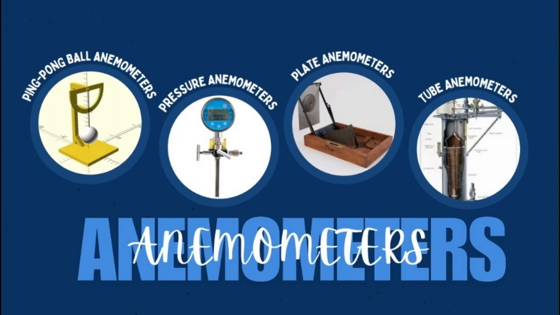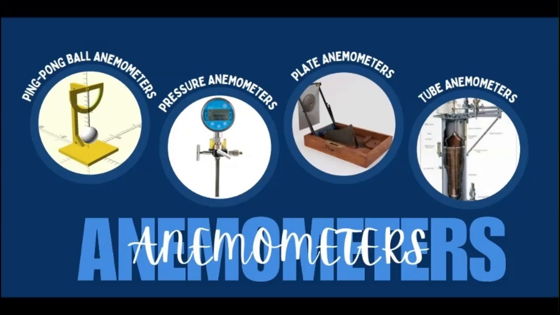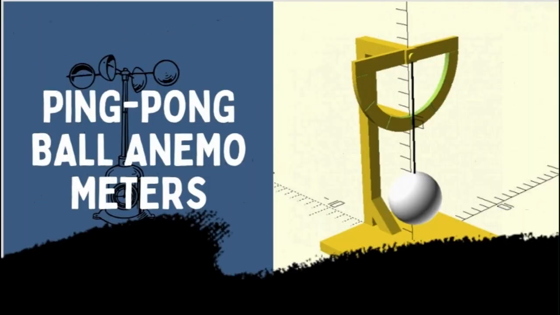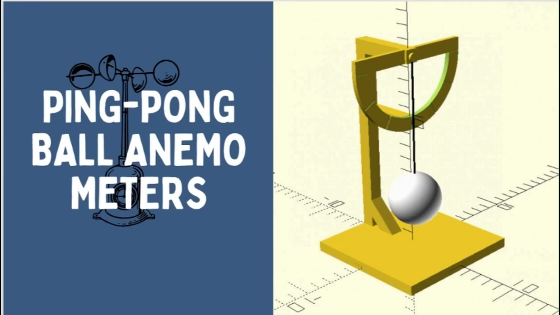So today, we will talk about other types of anemometers, which are ping pong ball anemometers, pressure anemometers, plate anemometers, and tube anemometers. Let us start with ping pong ball anemometers.